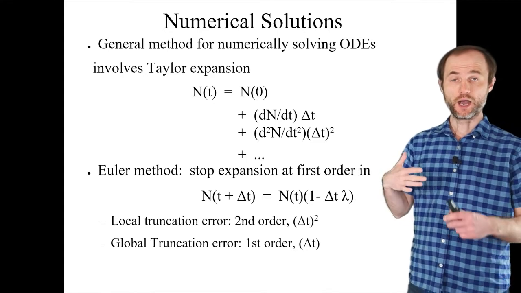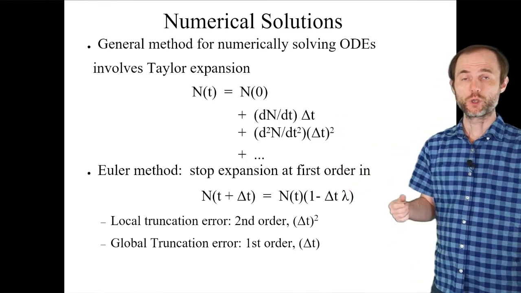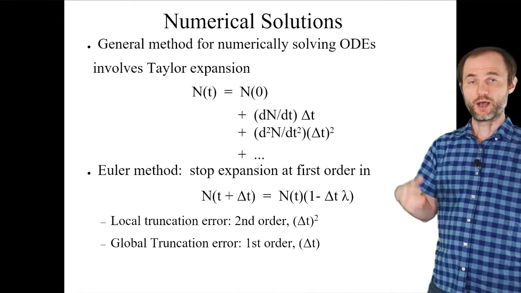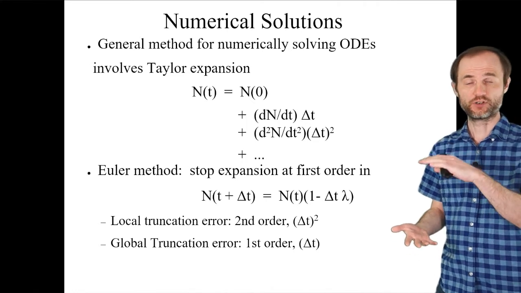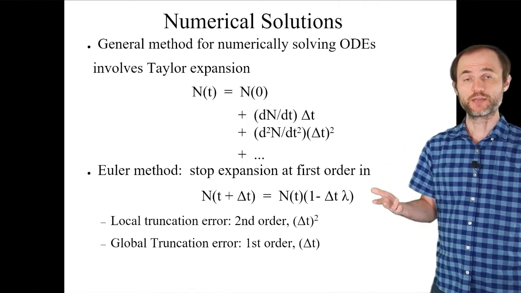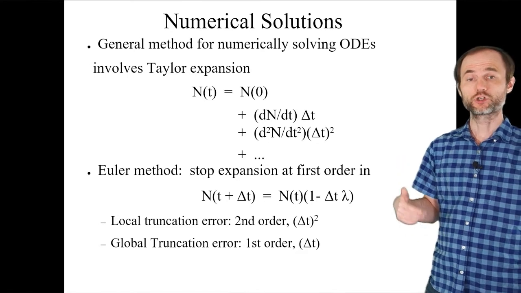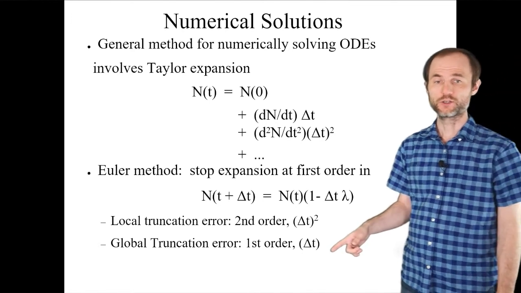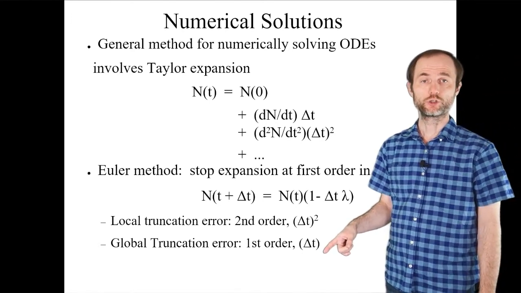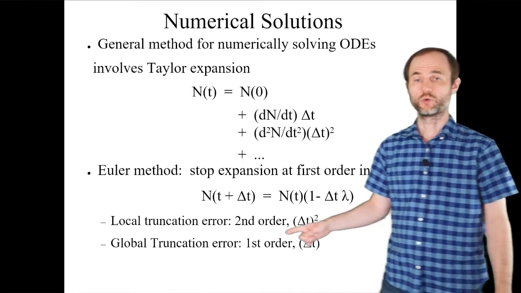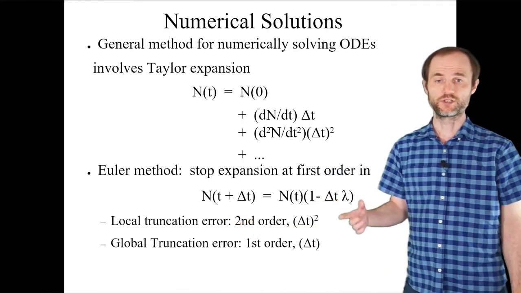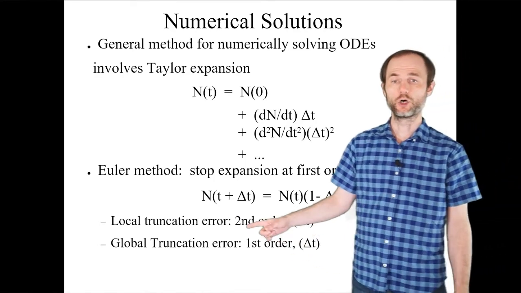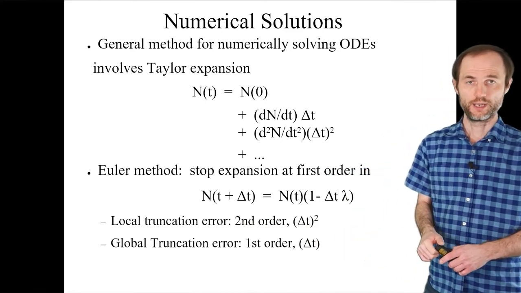Once we reach the final solution though, we're going to have to add all the errors at every time step. And the number of time steps is inversely proportional to delta t. So once we add up all of those errors, the error will eventually be proportional to delta t to the first power. So whereas the local truncation error at every step is the second order error in the time step, the global truncation error is of the first order in the time step.